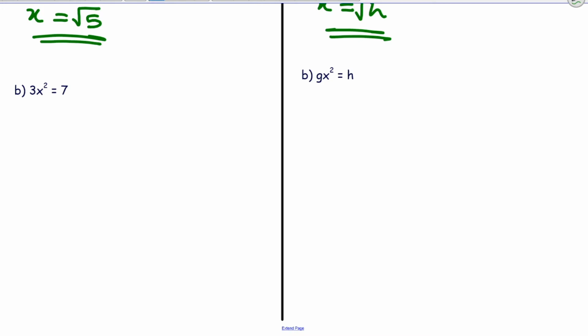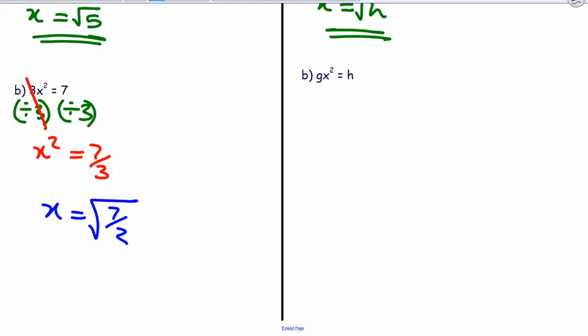Next example, we have 3x squared is equal to 7. The first step is to get rid of the 3 by dividing by 3 on each side. 3 divided by 3 will be equal to 1. So x squared is equal to 7 over 3. And then you can go ahead and just write x will be equal to the square root of 7 over 3. Why? Because the square root of x squared is x, and the square root of 7 over 3 is just the square root of 7 over 3, what we have there.